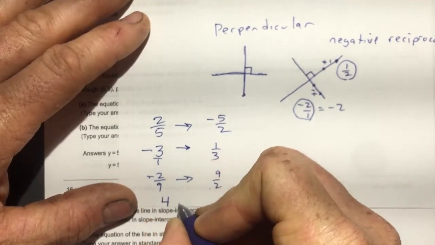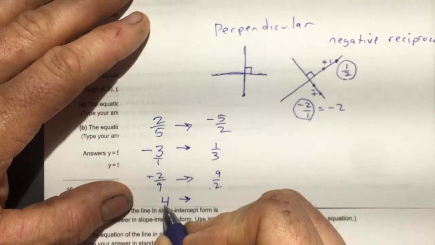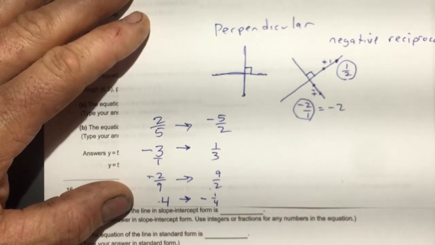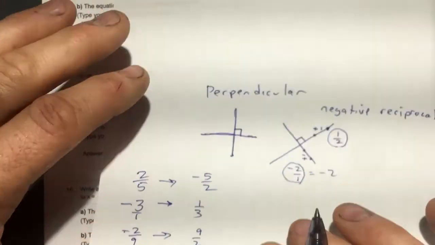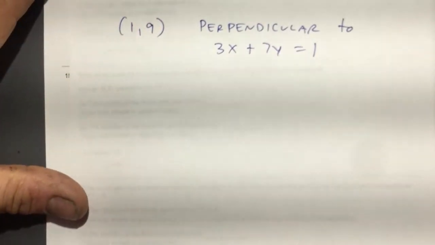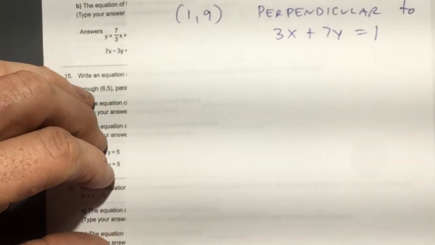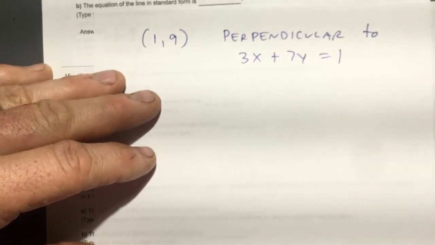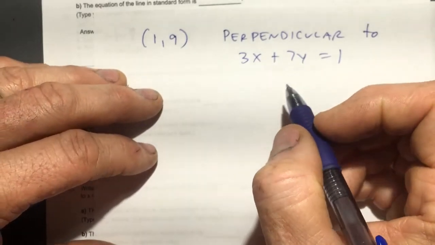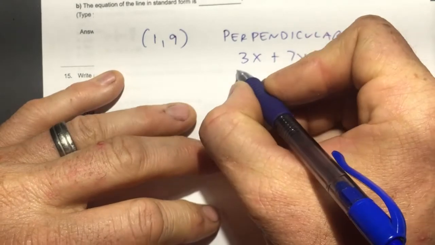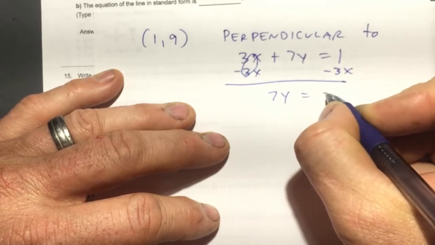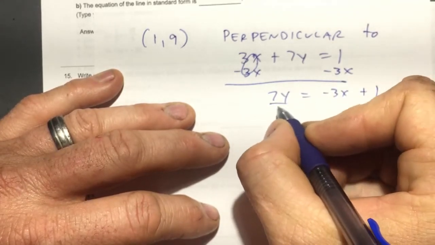If I had 4, all right, that's 4/1, so I'd flip that, 1/4. And since this is positive, this would be negative. Okay, so that's how you do perpendiculars. So on this one up here that we're doing, it's perpendicular to this line right here. All right, so if I change this, I minus the 3x. That goes away. I've got 7y equals negative 3x plus 1. And then divide by 7.